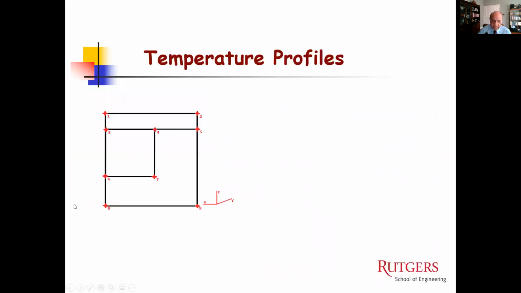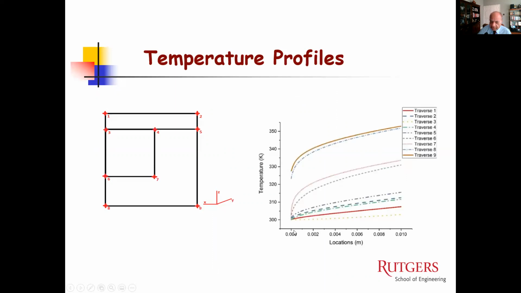So here is the region that we were talking about, and all these points are taken largely to look at hotspots, and you can see how the temperature and the locations vary. These are many traverses that are shown here, and you can find out where the highest temperature would be, and that would be a hotspot. Typically, it's at the end of the channel and in one of the corners. That's where the highest temperature appears.